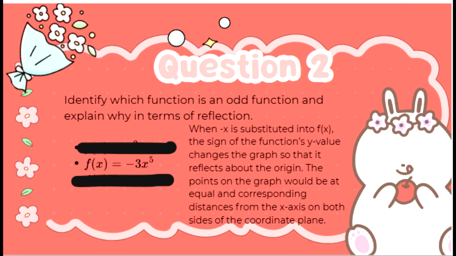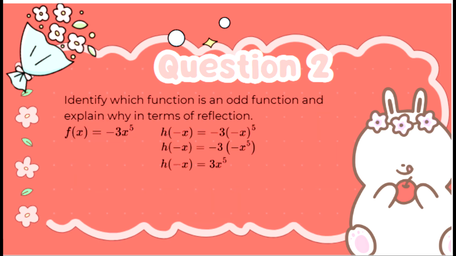When negative x is substituted into f of x, the sign of the function's y value changes the graph so that it reflects about the origin. The points on the graph would be at equal and corresponding distances from the x-axis on both sides of the coordinate plane, which are all requirements to make this an odd function. And this just shows the math that you go through to make it match up.